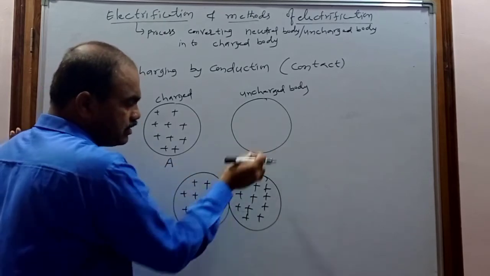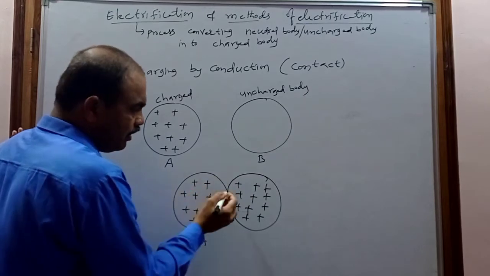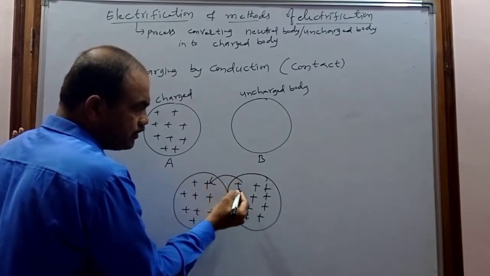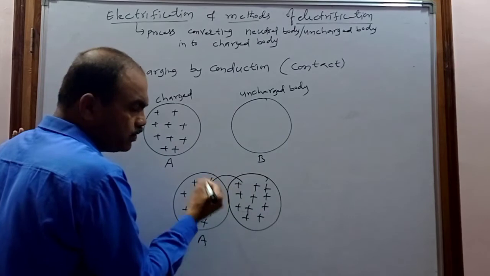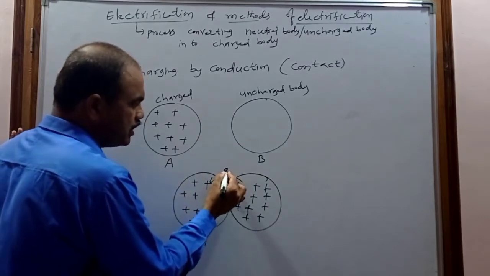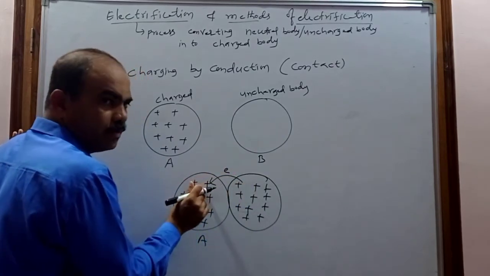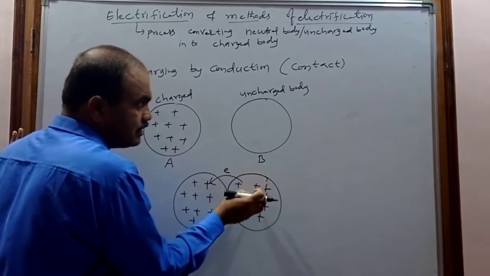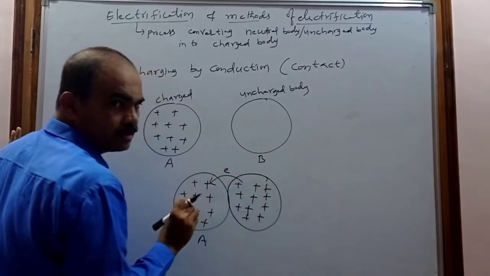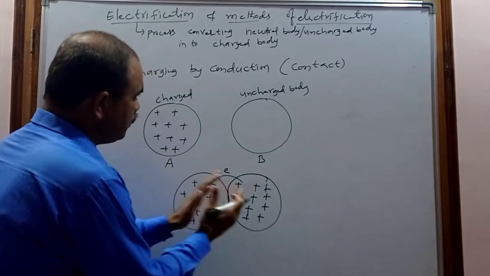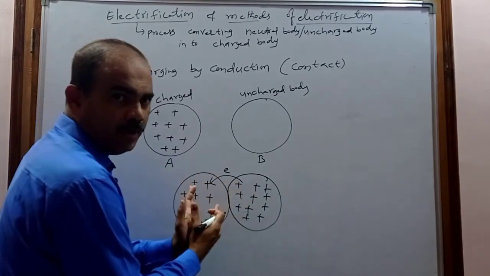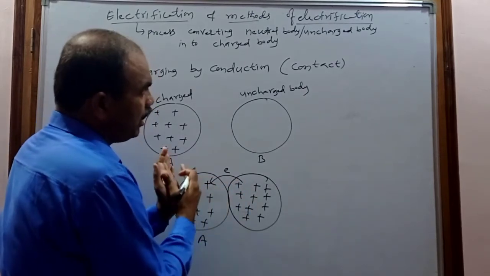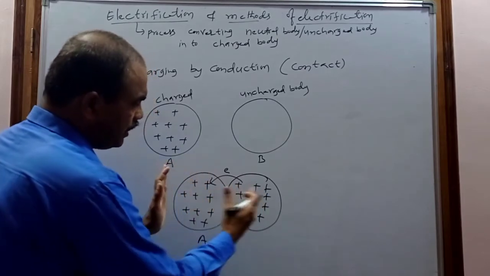So when this uncharged body is kept in contact, what happens? Some of the electrons are transferred from the uncharged body to the charged body. Due to that, the uncharged body also becomes positively charged. So the uncharged body and the charged body have the same nature. After conduction, what happened? These have the same charge.